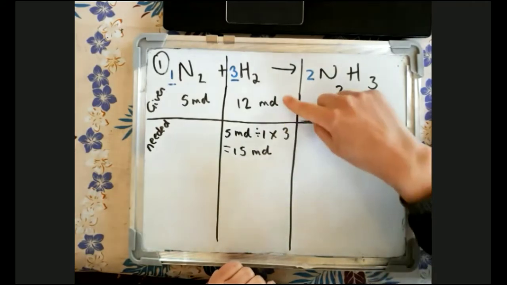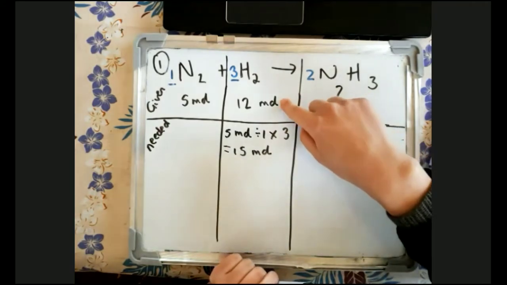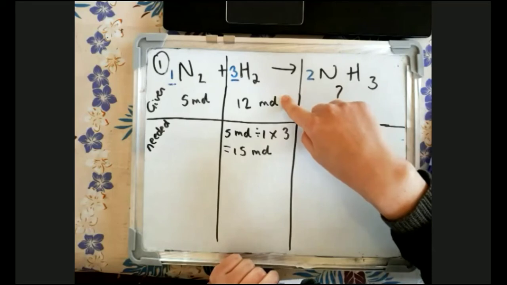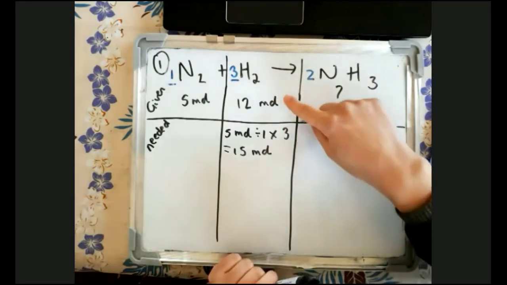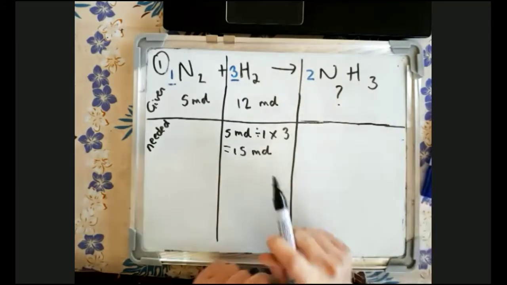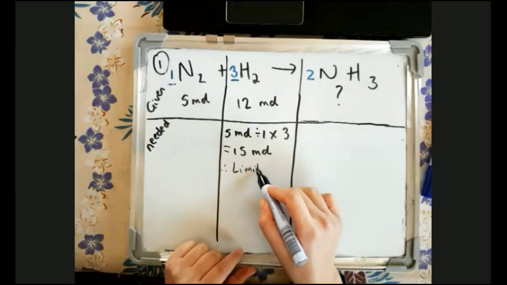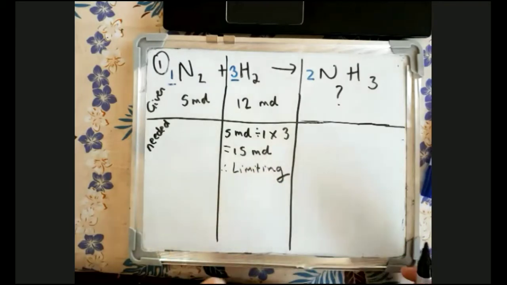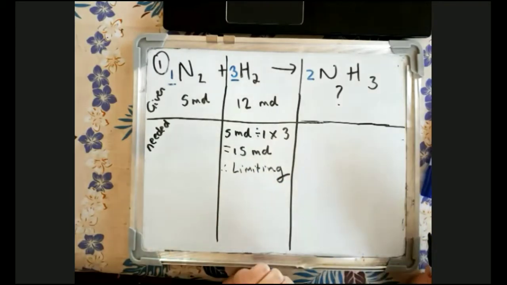So then your question to yourself becomes, was I given too much or too little of the substance? Now in this case, for hydrogen, I was given too little. I was given only 12 moles and I need 15 moles. So that one is called the limiting reagent. Okay, the one that you're given too little of is called the limiting reagent.